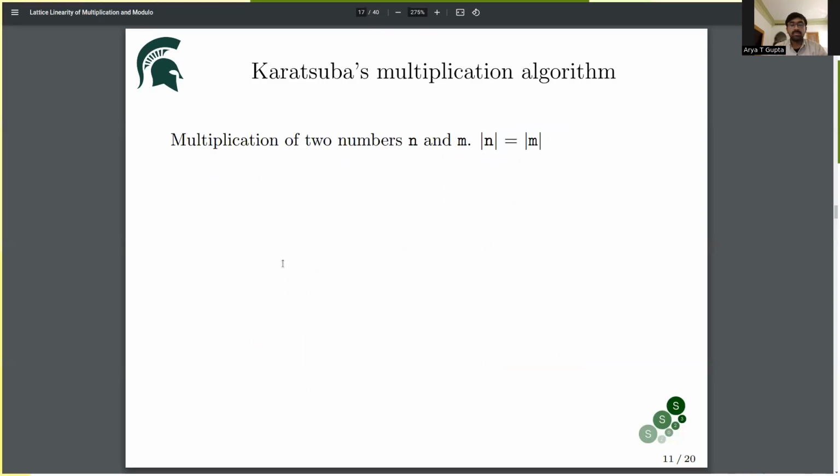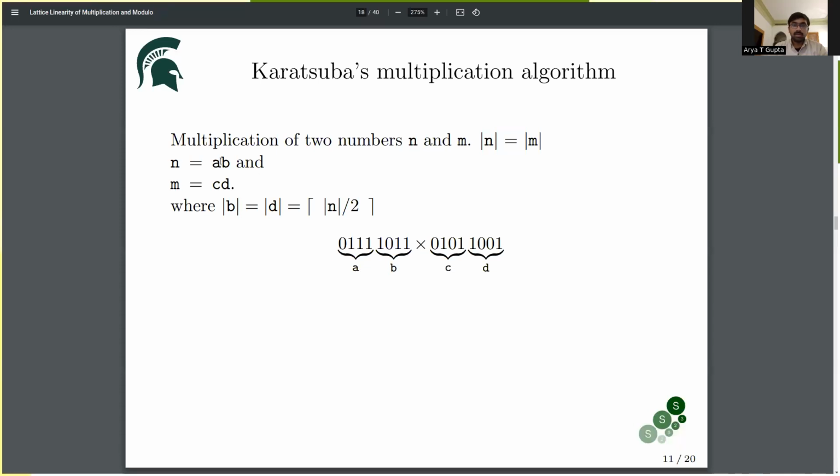So the first problem that we are going to discuss is Karatsuba's multiplication algorithm. We want to multiply two numbers n and m, and we are going to look at them as bit strings as well as numbers. And we're going to assume that those bit strings are of equal length. Karatsuba divided n into two substrings a and b, and m into c and d. And a, b, c and d are of approximately equal sizes.